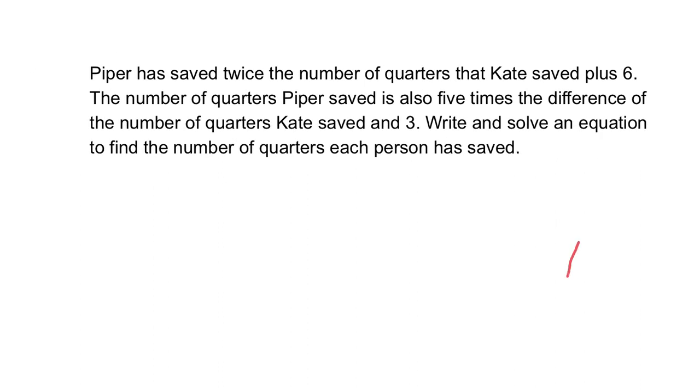All right, let's look at one about Piper and Kate. Piper has saved twice the number of quarters that Kate saved plus 6. The number of quarters Piper saved is also 5 times the difference of the number of quarters Kate saved and 3. Write and solve an equation to find the number of quarters each person has saved.